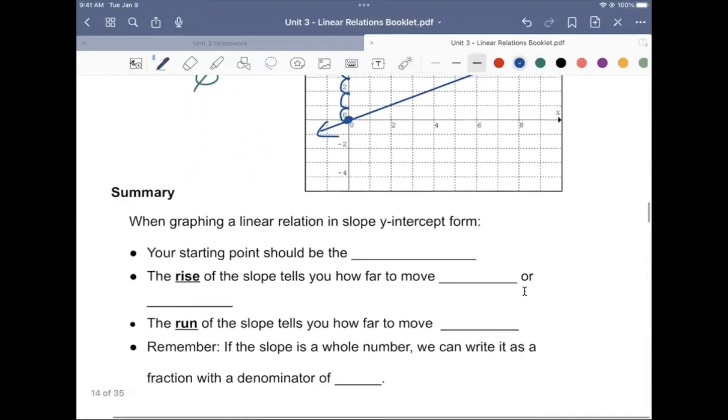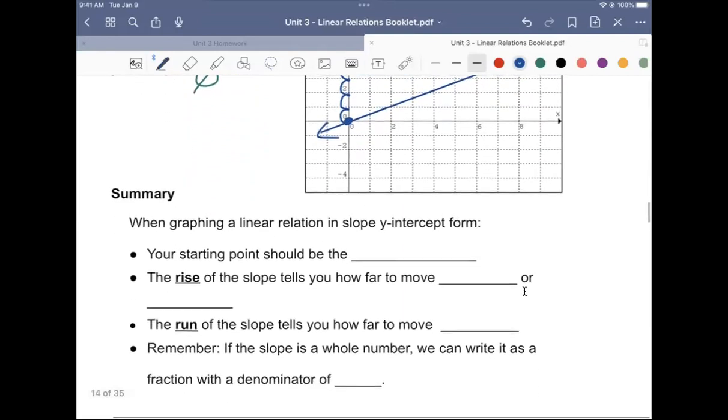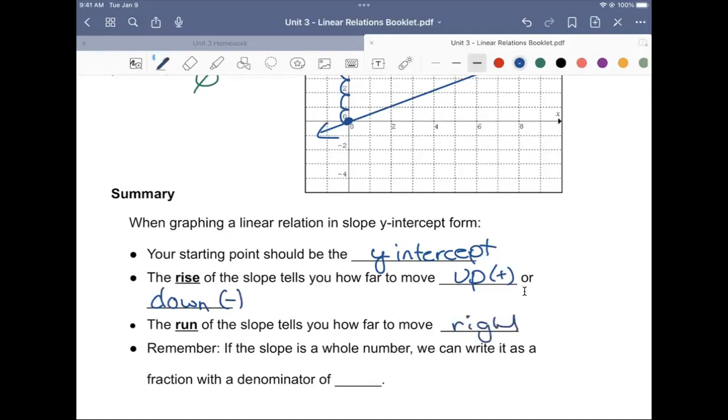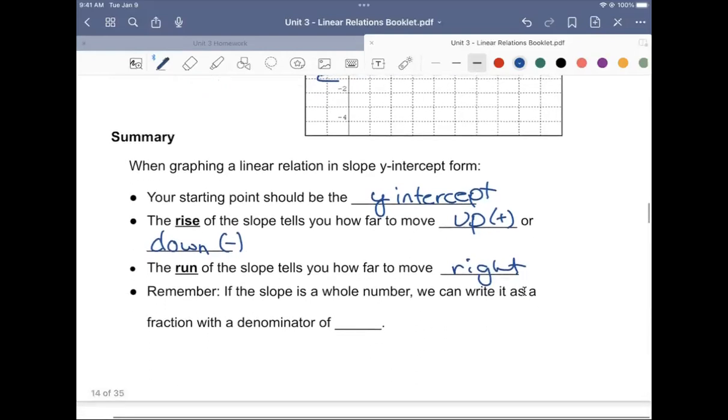So when graphing a linear relation in slope y-intercept form, your starting point should always be your y-intercept. Every single time, start with your y-intercept. The rise of the slope tells you how far you have to move up, if it's a positive number, or down if it's a negative number. And the run tells you how far to move to the right. Remember, if the slope is a whole number, we can write it as a fraction with a denominator of 1. So if it was 4, that's 4 over 1. If it was 5, that's 5 over 1.